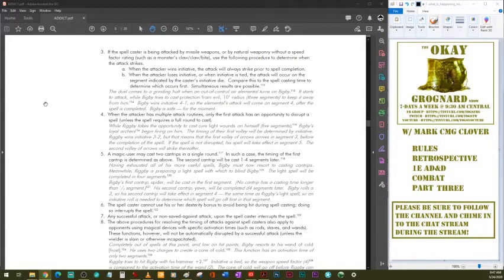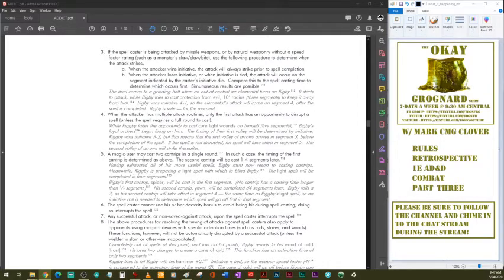Number 4. When the attacker has multiple attack routines, only the first attack has an opportunity to disrupt a spell unless the spell requires a full round to cast. And there is an example.